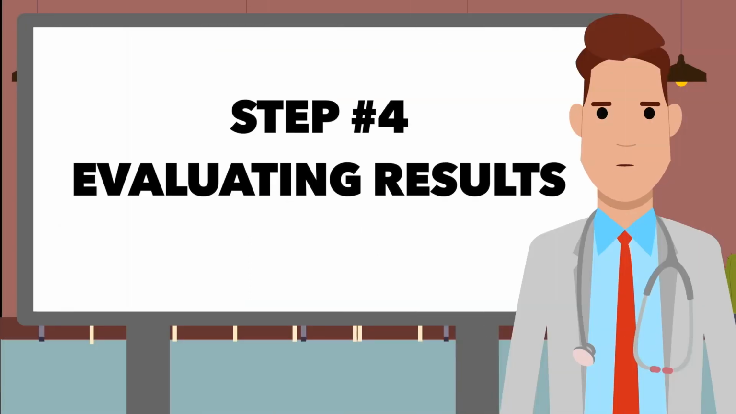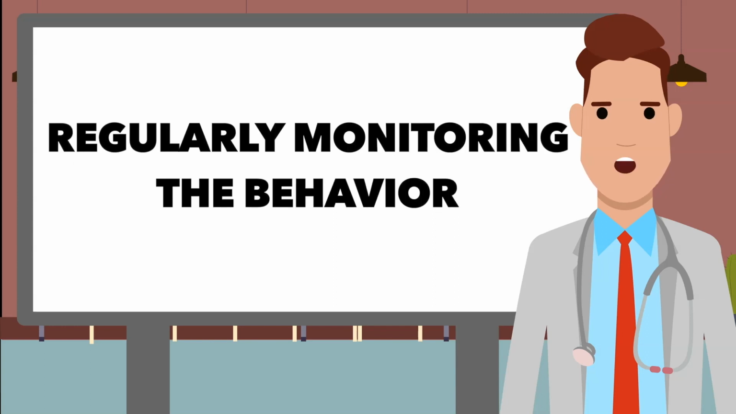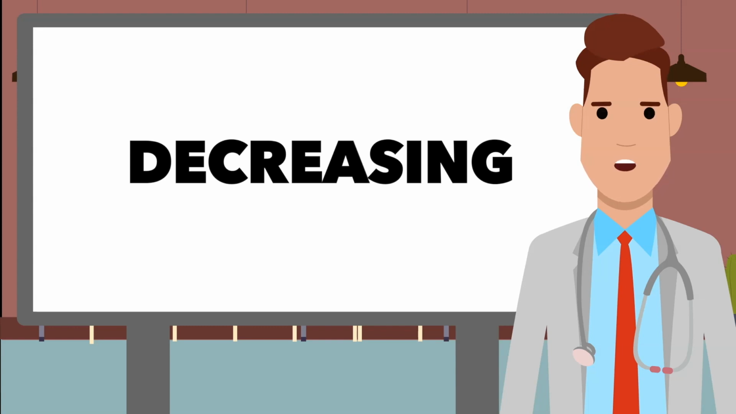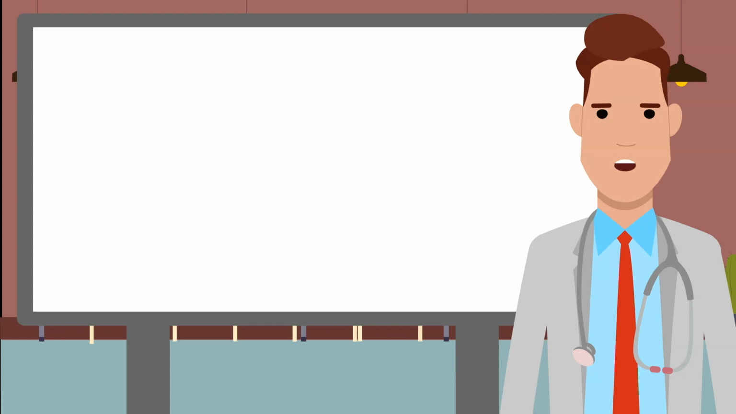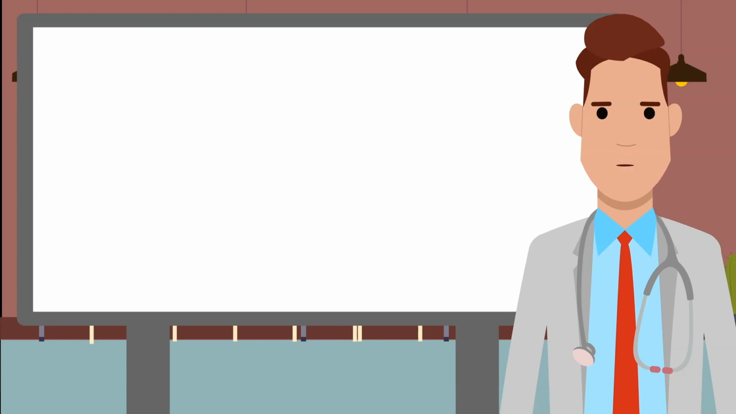Step number 4, evaluating results. Finally, it is important to evaluate the effectiveness of the intervention plan. This will involve regularly monitoring the behavior to determine if it is decreasing, remaining the same, or increasing. If the behavior is decreasing, then continue with the intervention plan and make adjustments as necessary. If the behavior remains unchanged or increases, then it may be necessary to revisit earlier steps in order to identify additional strategies that could be effective. Taking consistent data is imperative.